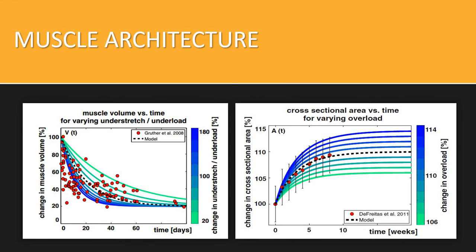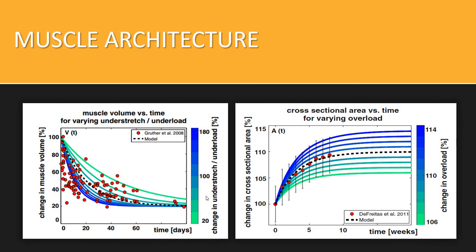Okay, these graphs, perhaps not the most exciting graphs you'll ever see, but there's more going on here than you perhaps think. So what this shows is the change in muscle architecture. It's taken from, on the left here, a study by Gruther et al. 2008, and De Freitas, I can never pronounce that, 2011. So they're separate studies.